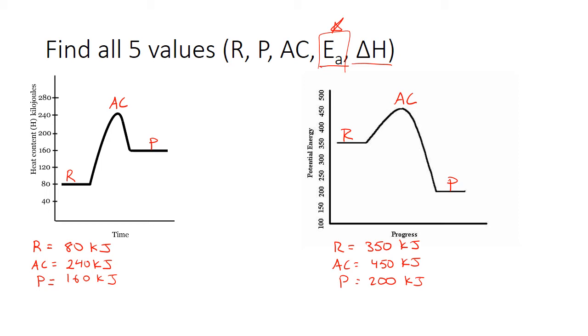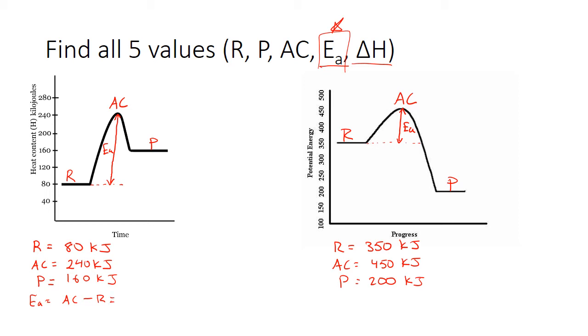All right, if we want to show that the EA is AC minus R, then we're going to have to block off where that is. So we have an arrow going between AC and R. I've just dotted line extended that out here. I'm going to label that activation energy. Do the same thing over here. So extend R out and take that difference between AC and R, label it EA.